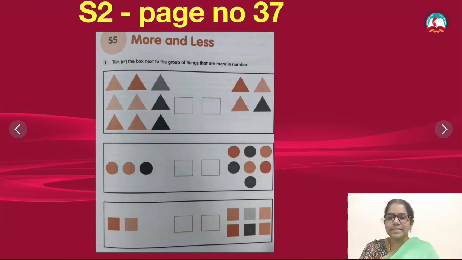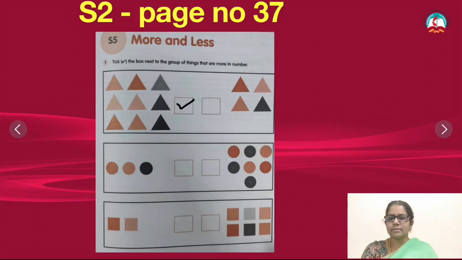Page number 37. Now, can you see triangles, circles and squares here? We are going to count the shapes and mark a tick for the shapes which are more in number. Okay, children? Ready? Now, count how many triangles are here. 1, 2, 3, 4, 5, 6, 7, 8, 9. We have 9 triangles here. And this side, 1, 2, 3, 4. Only 4 triangles. So which side is more? 9 triangles or 4 triangles? 9 triangles. Very good. So mark a tick in the box, children.